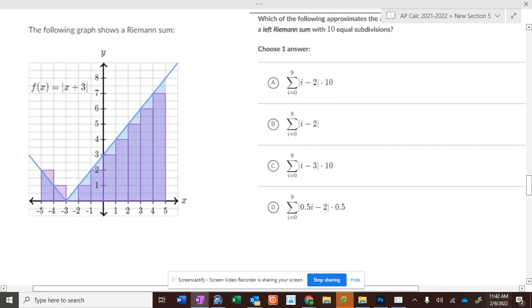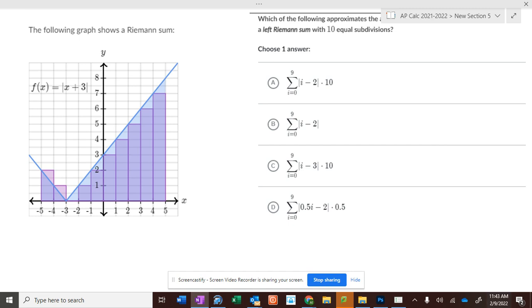So, the width is what? 1. So 1 times anything, they don't have to write the 1 in there. Okay, so we know, you know what, Kylie? The width is 1. Yeah.